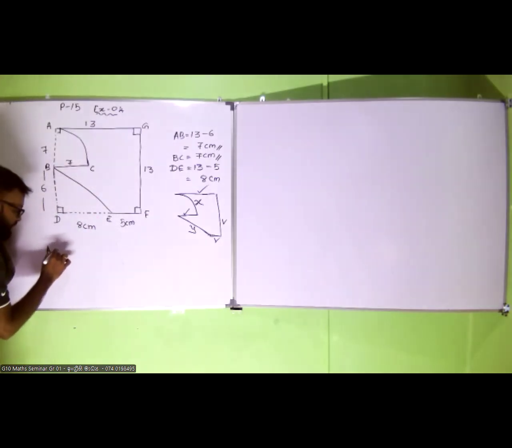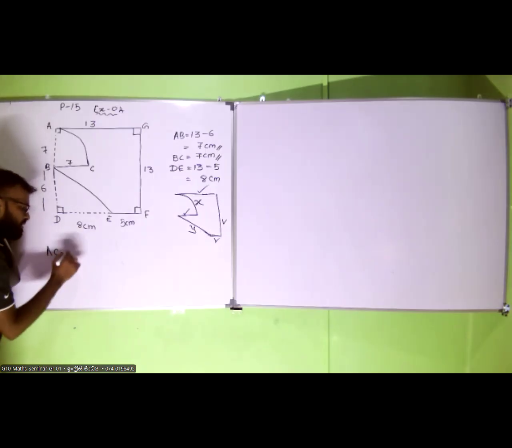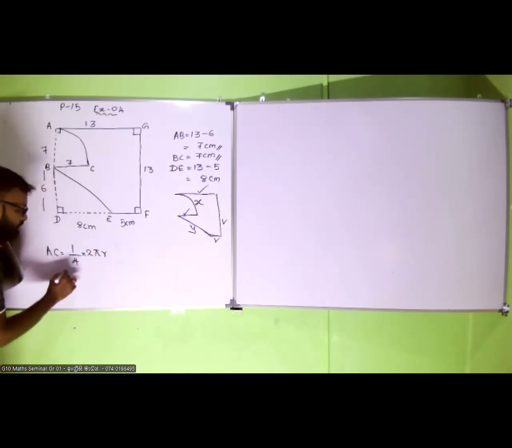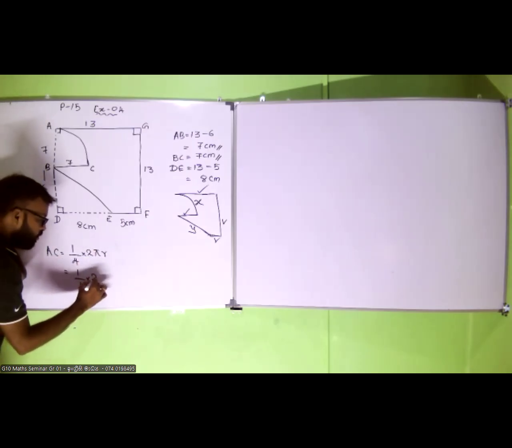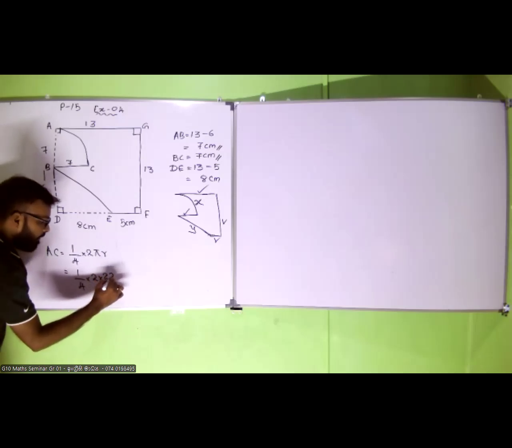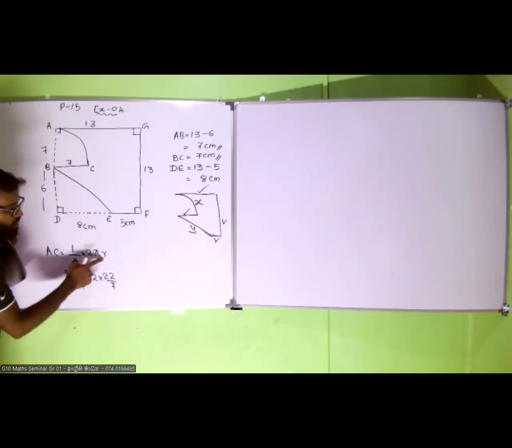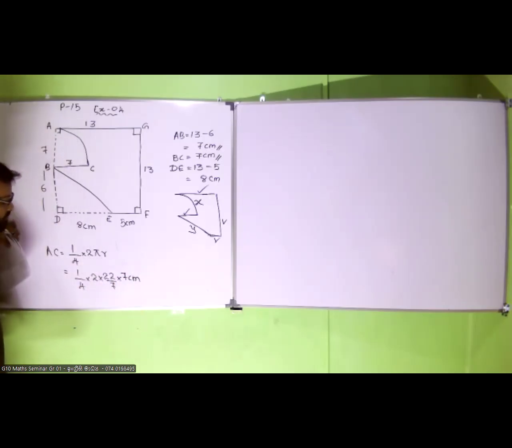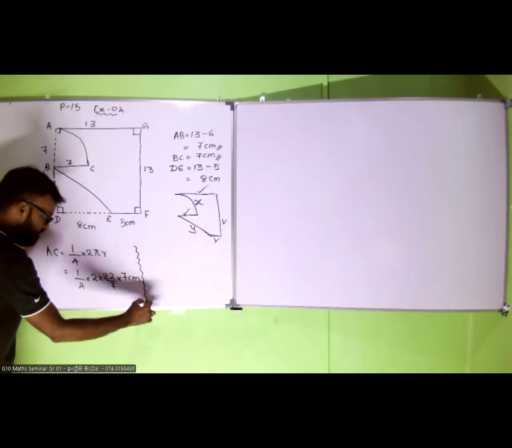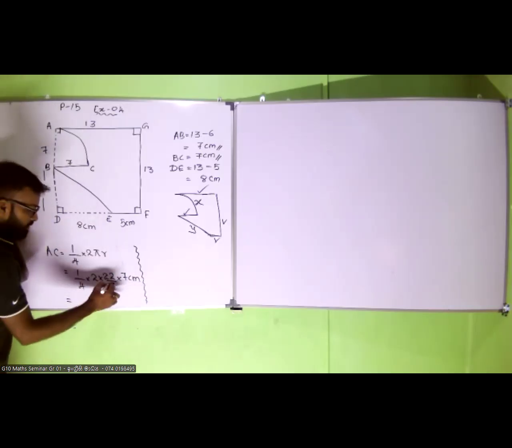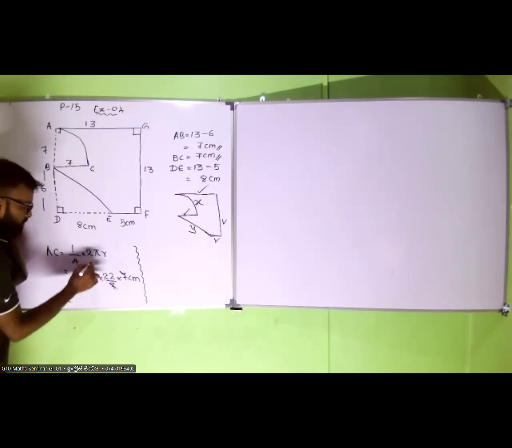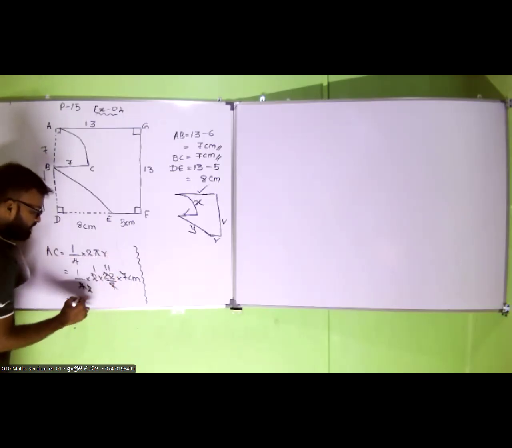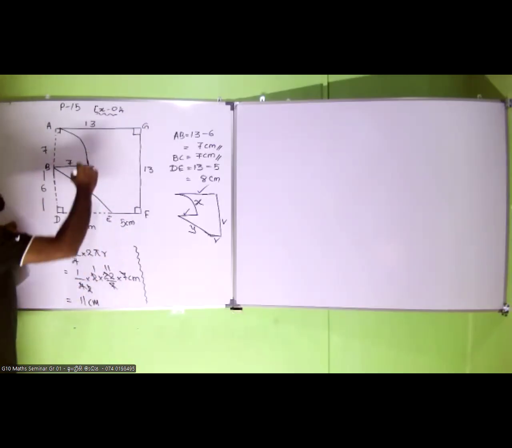So AC length equals a quadrant of a circle, 1/4 times 2πr, equals 1/4 times 2 times 22/7 times r, which is 7 centimeters. So simplify this one. 7, 2 times 1, 2 times 2, 2 times 11. So the arc length is 11 centimeters. Now this one is done.